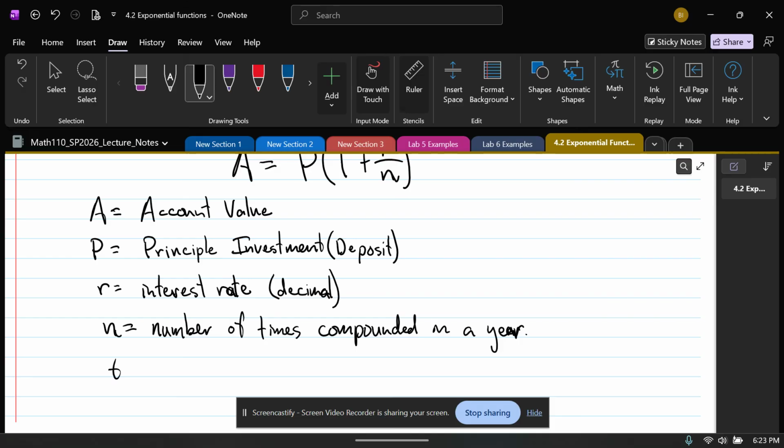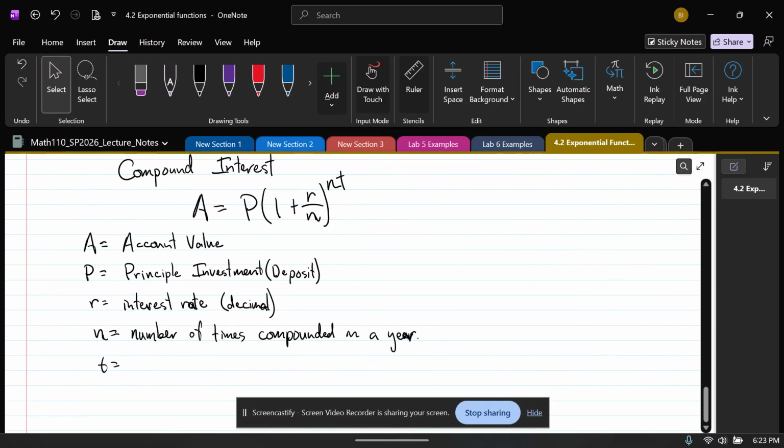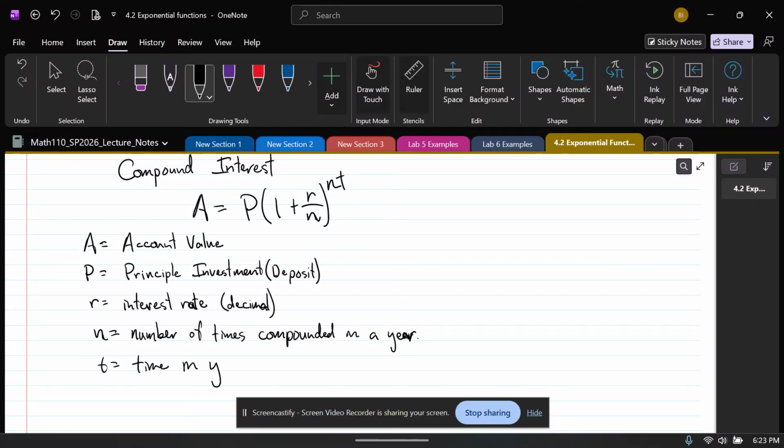T, and I'll roll back up to where you can see that formula there. T is that up there in the exponent. That's your time in years.